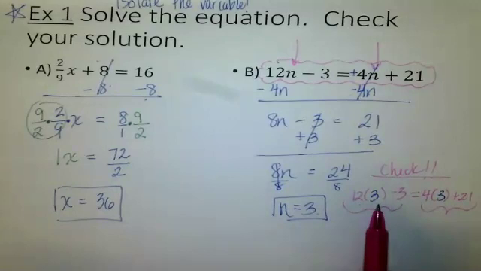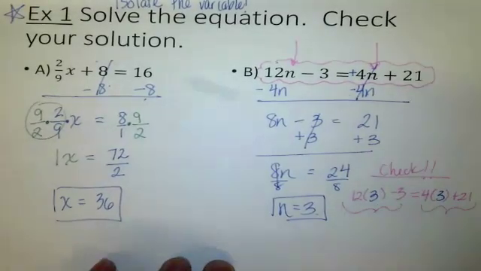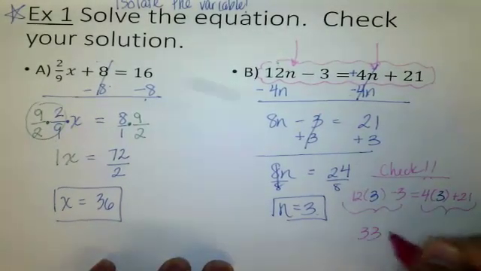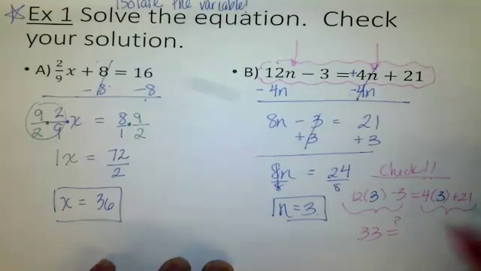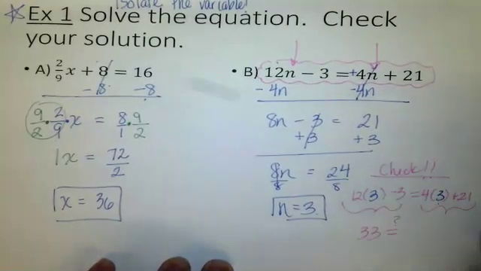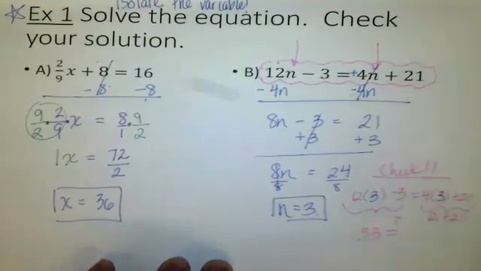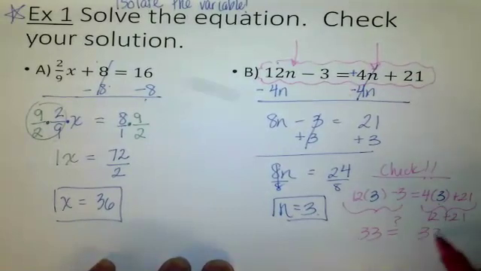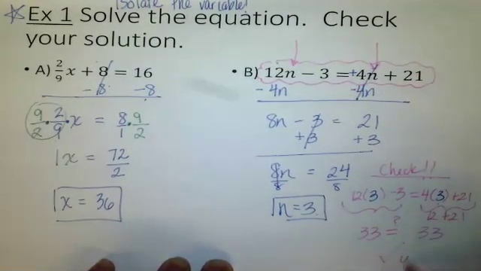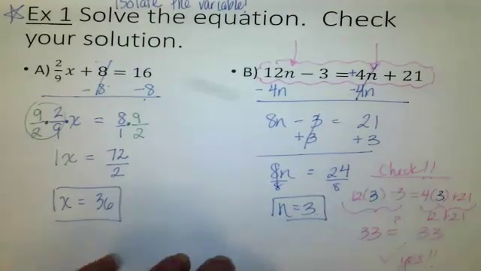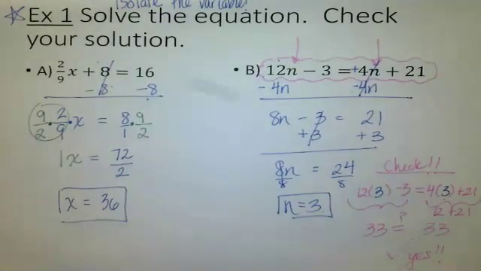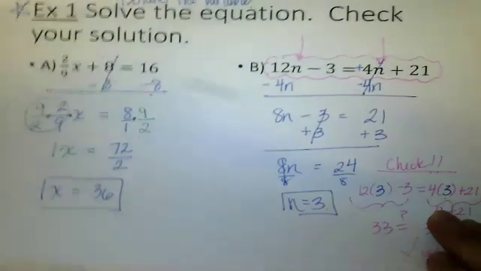What's 12 times 3? 36 minus 3? 33. And we want to know, does it equal this right-hand side? 4 times 3? 12 plus 21? 33. Does it work? Yay! We did it right. Okay? Always a good idea to know how to check your answers. Check for balance, okay? One more.